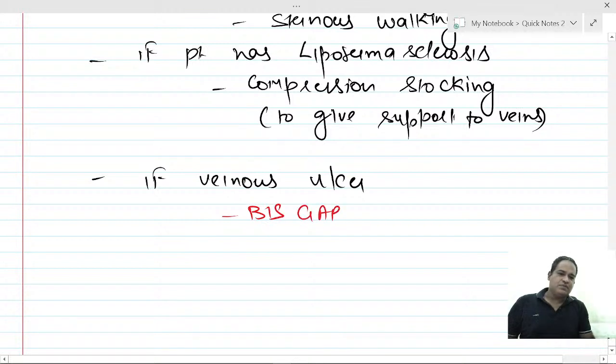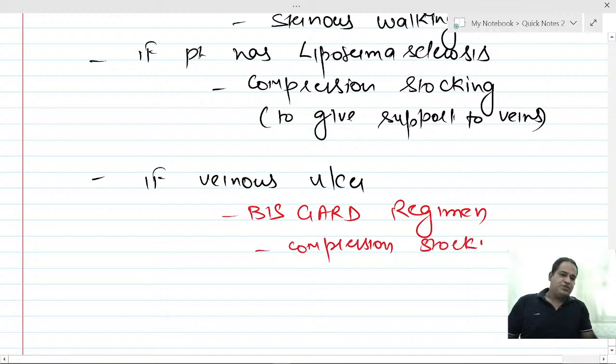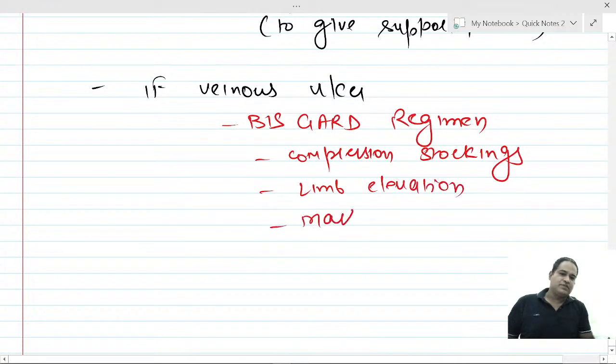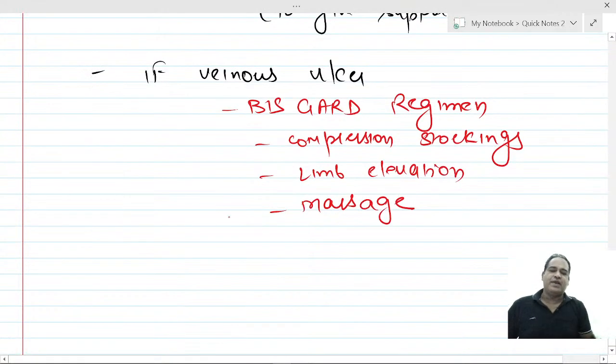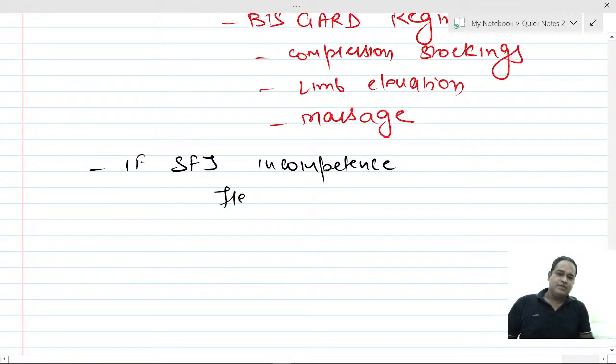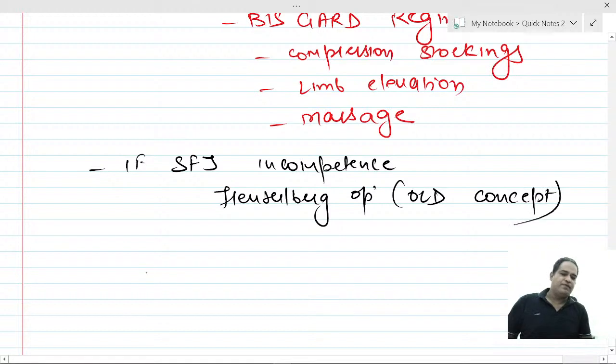the treatment is the Bisgaard regime: compression stockings, limb elevation and massage. Now, if the patient has saphenofemoral junction incompetence, the treatment is Trendelenburg operation. Now that is an old concept.